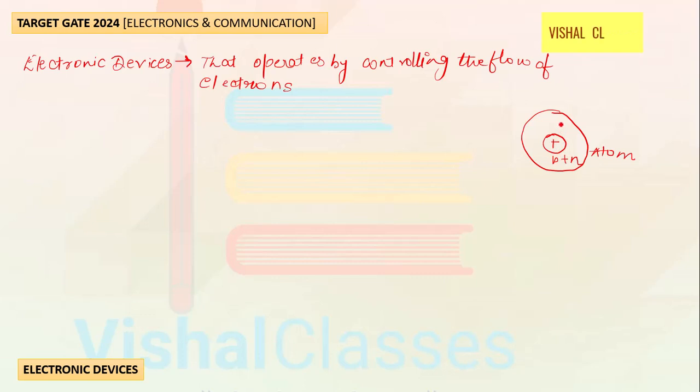Electrons revolve in fixed orbits, and these orbits have different energy.